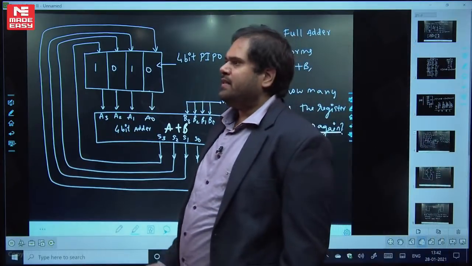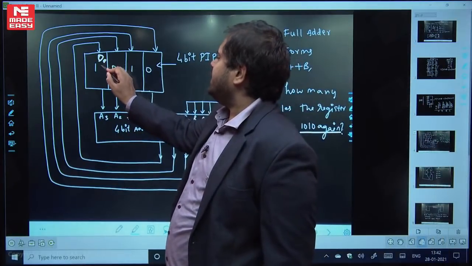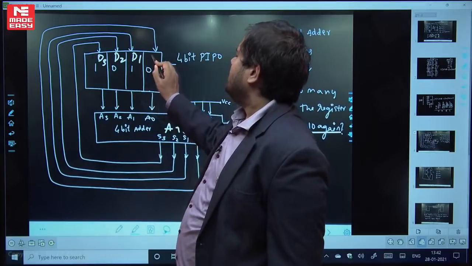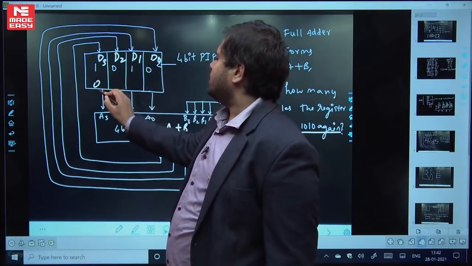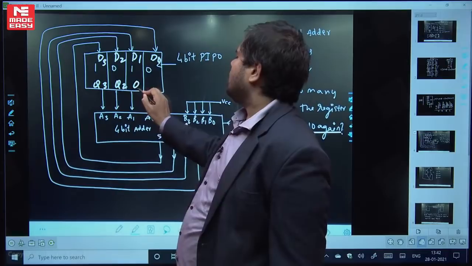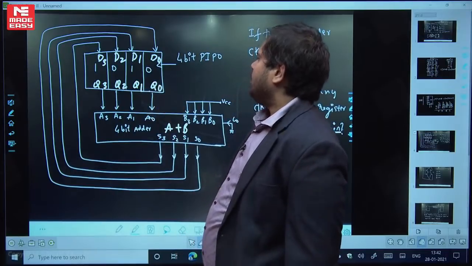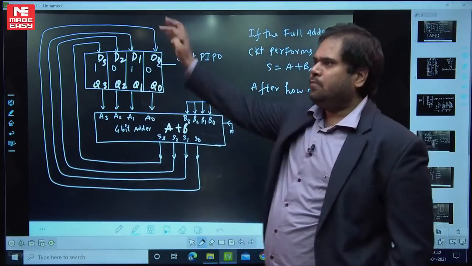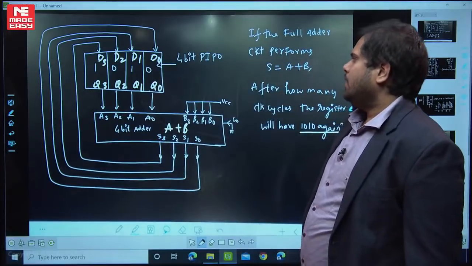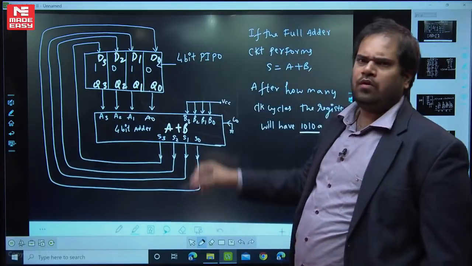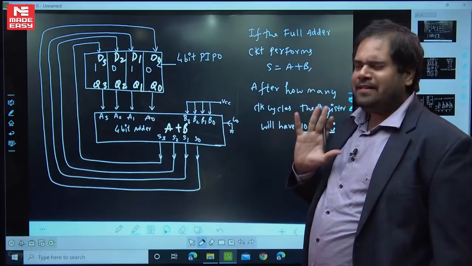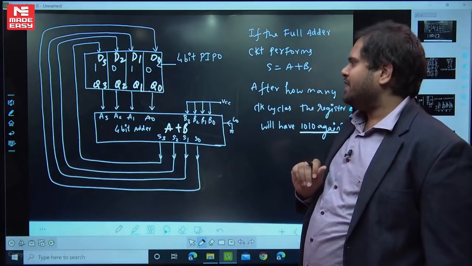It's a simple parallel input, parallel output register. When I say PIPO, it means that these are the D values, D3, D2, D1, D0, and these are the Q values: Q3, Q2, Q1, Q0. These are the D inputs and these are the Q outputs. Of course, you know, Q plus equals D for a clock pulse. Now what is happening? Let's have some common sense.